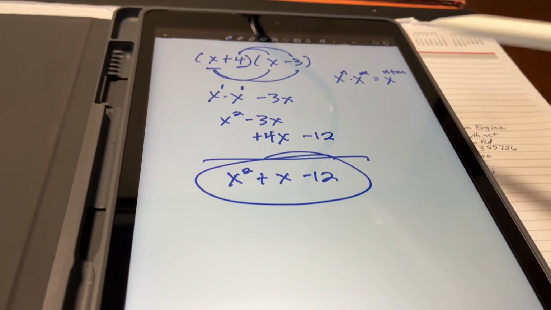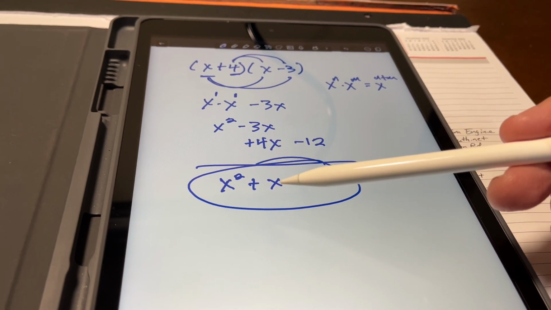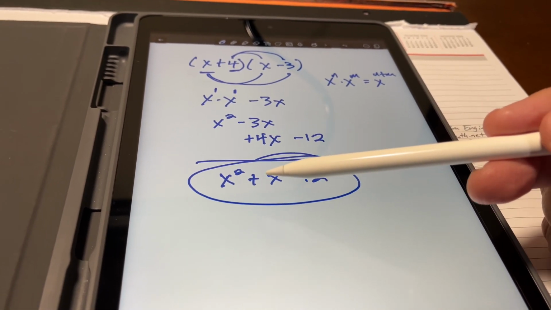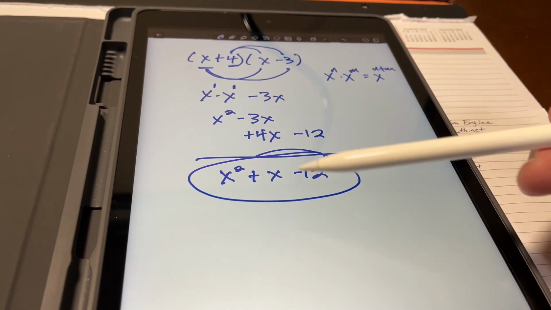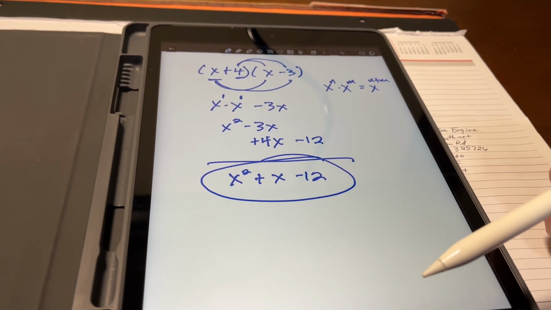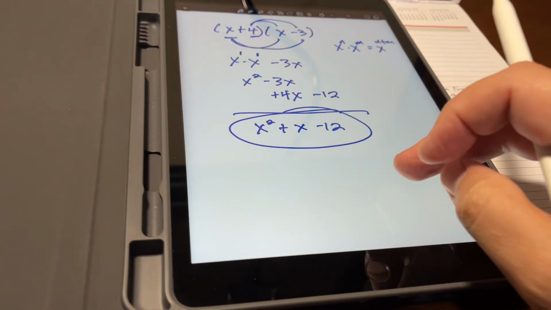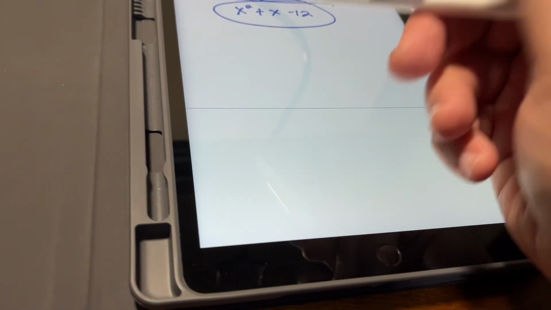So my final answer is going to be this right here. -3x and 4x is just 1x, or I could write x because the 1 is implied there in front of it. So x is the same thing as 1x. So this is my final answer here, x squared plus x minus 12. So that's my solution.